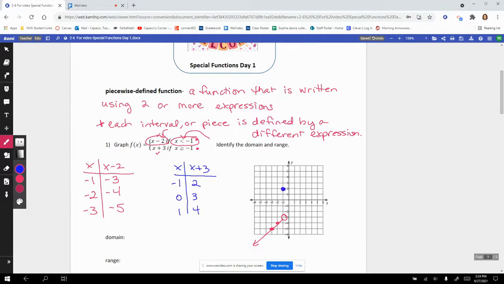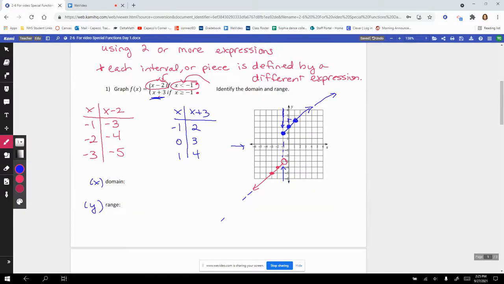This time it's going to be a closed circle, right? Because it says x is greater than or equal to negative 1. I'll plot my other points, 0, 3 and 1, 4. And again, my starting point is there, so that's where I'm going to put my endpoint, and my arrow goes to the right. Now again, if you look at this expression, if you made that y equals x plus 3 or f of x equals x plus 3, my y-intercept is 3, and my slope is 1, up 1, to the right 1. So that actually looks pretty good.